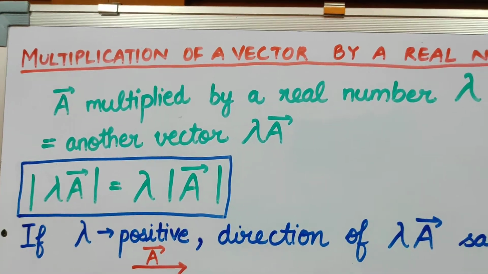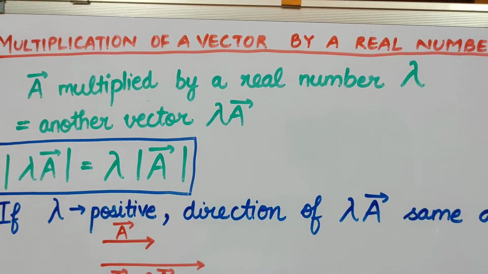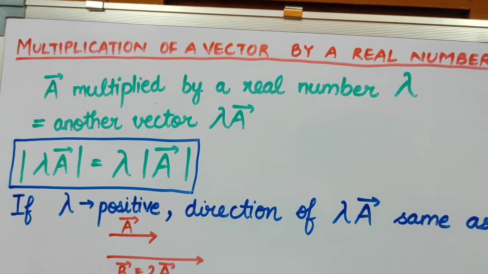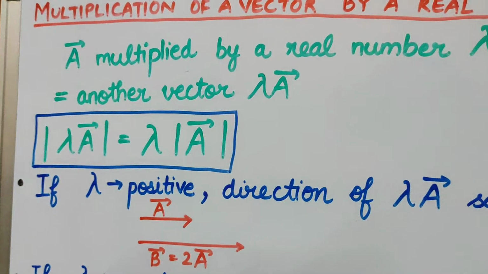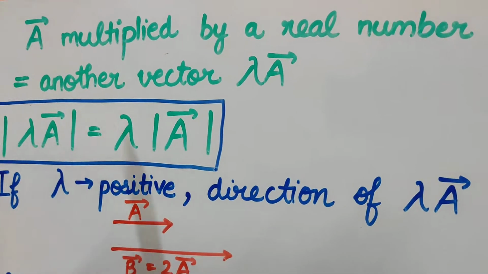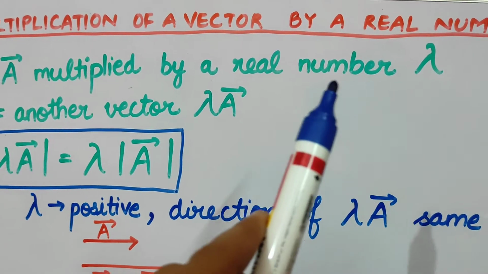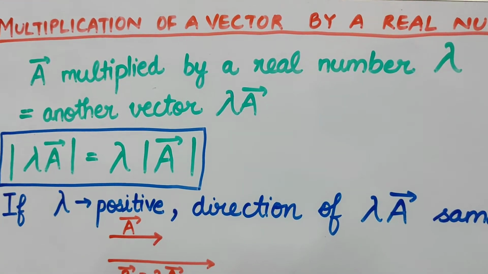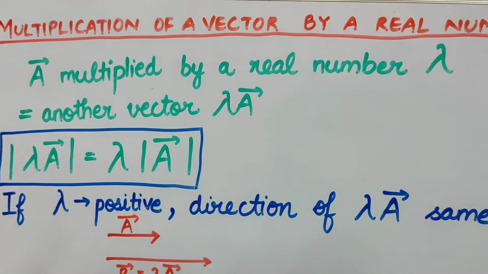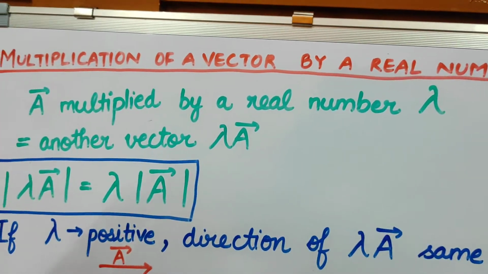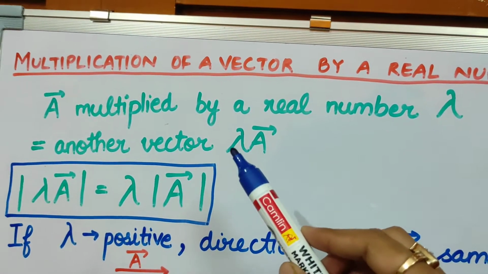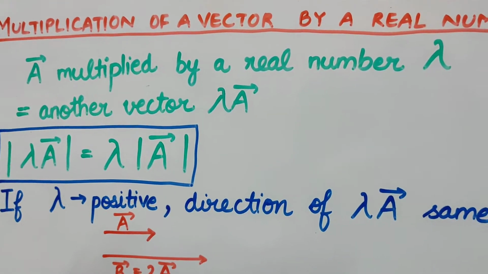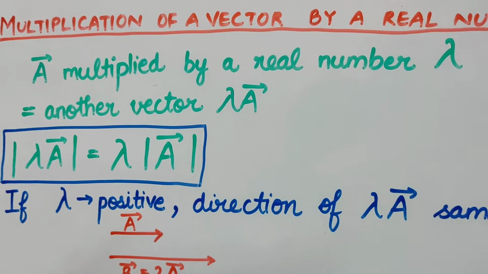Okay class, so we will quickly study about multiplication of a vector by a real number. What happens if we multiply a vector by a real number? Now let us take a vector A. We have taken a vector A and it is multiplied by a real number, let us suppose lambda. What we will get in this case is another vector which is equal to lambda times vector A. So by multiplying a vector quantity by a real number, we get another vector quantity.